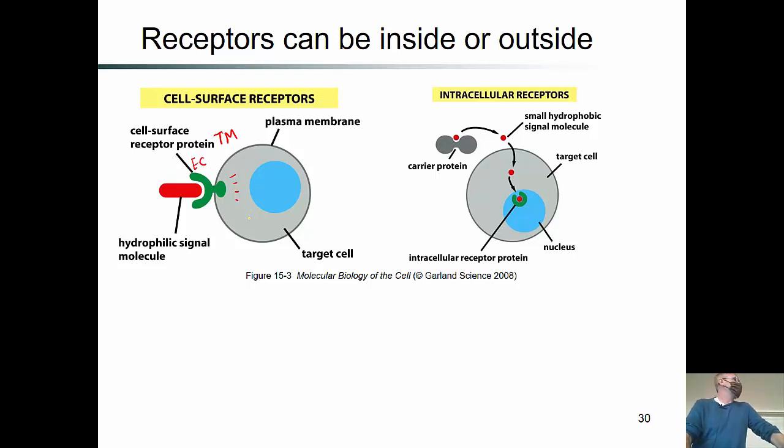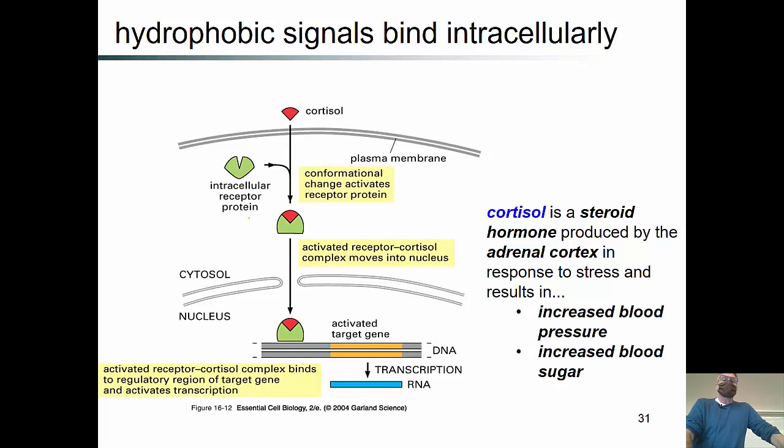So let's take a look at what that looks like. Here is our hydrophobic signal, and it's binding. This is cortisol. It moves through the membrane and binds to its receptor, and the receptor ligand complex migrates to the nucleus, and it activates target genes.